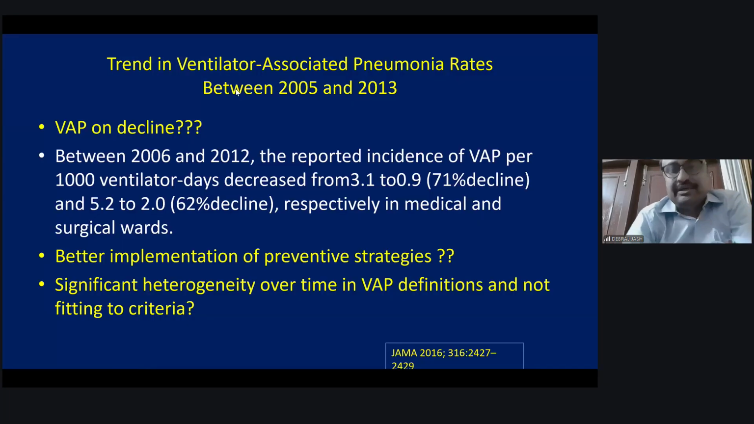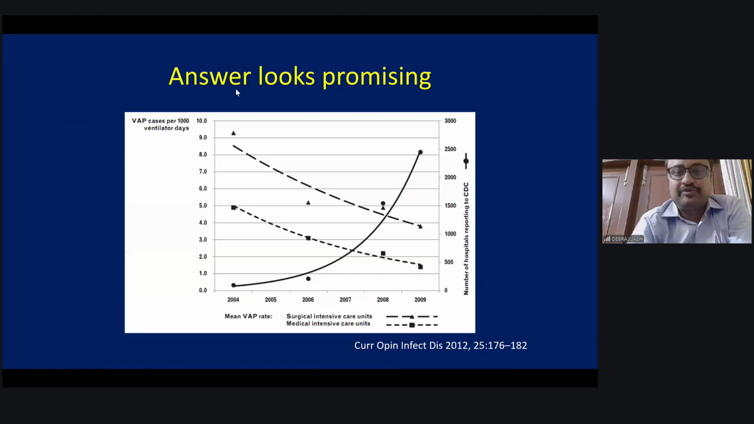Now, if you go to the data between 2005 to 2013, actually, on the contrary, the VAP number has been on decline. This is an article which I have been portraying from JAMA 2016, and you see there is a decline. So why is there a decline? Either it may be due to better implementation of preventive strategy, or there may be a difference in the VAP definition. So all the hospitals are cautious and they are not notifying the exact number of VAPs. So probably the number is on the higher side, but hospitals are not portraying.